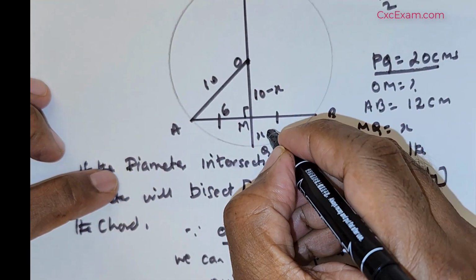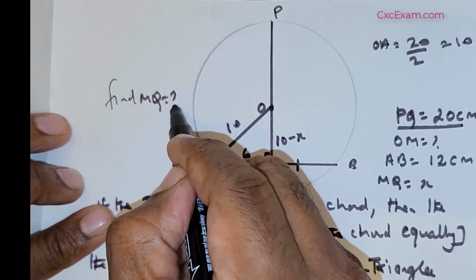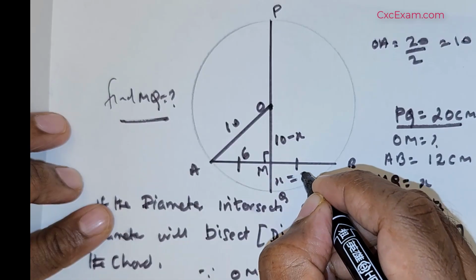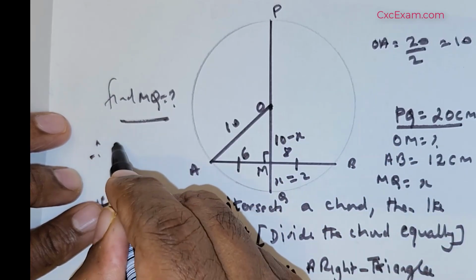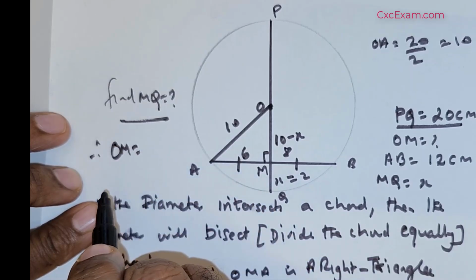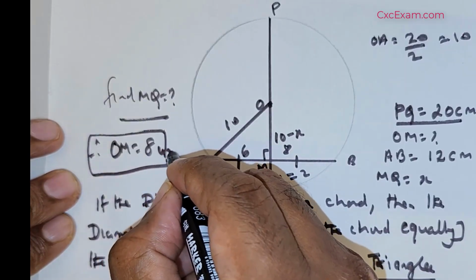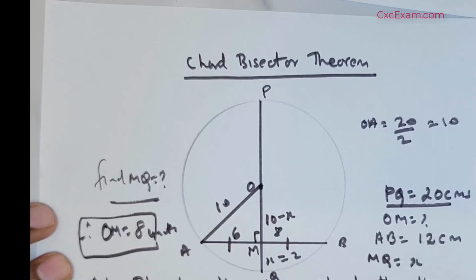So the question can also be asked, find MQ, right? So we have got this to be 2 units. So this is going to be 8 units. So therefore OM is equal to 8 units. Let me write that down, 8 units. So this is a lovely question. You were able to solve this question using the chord bisector theorem. So let's move on.